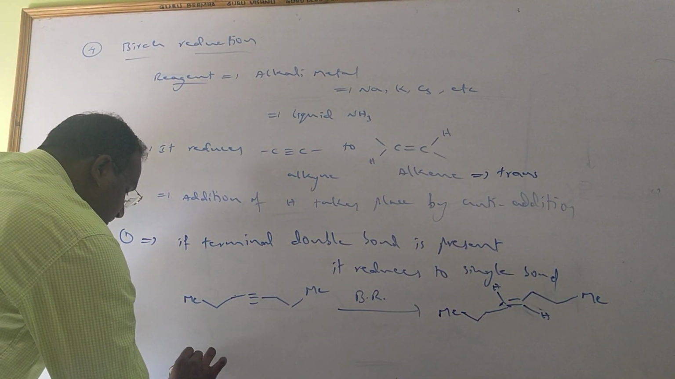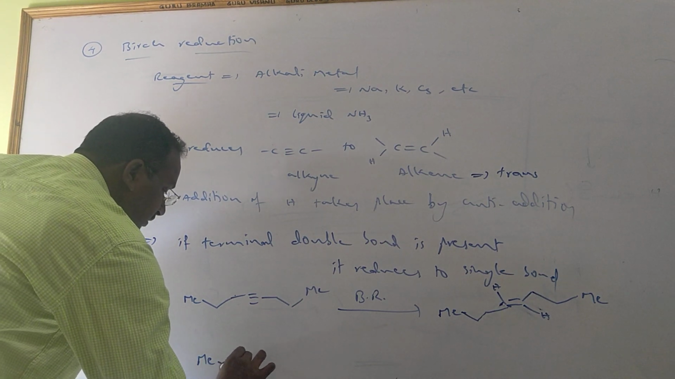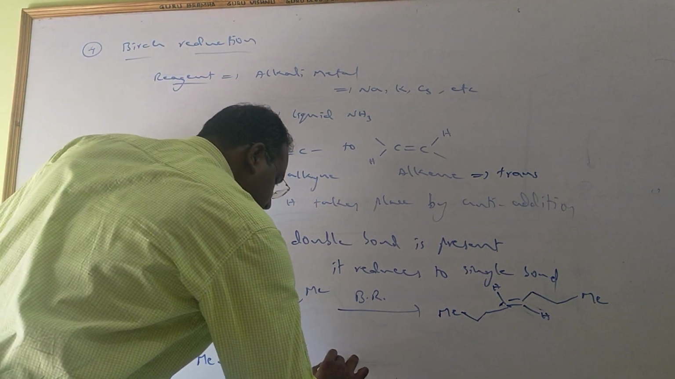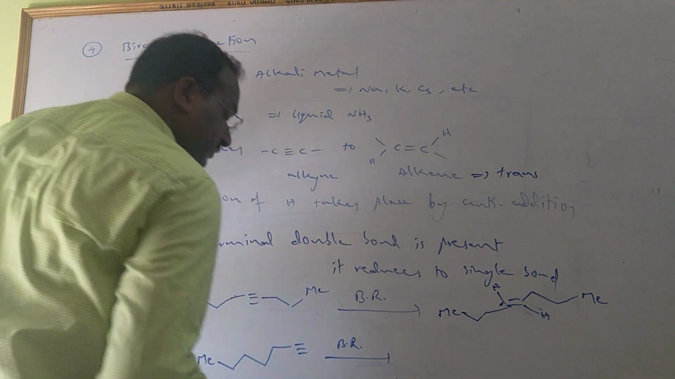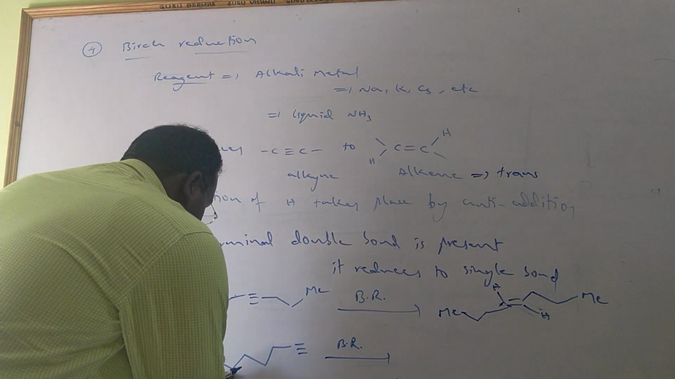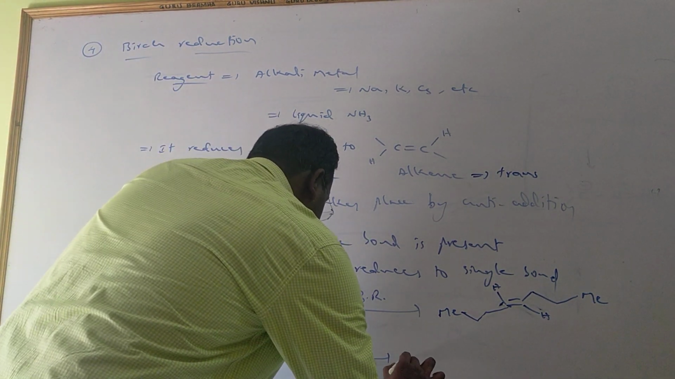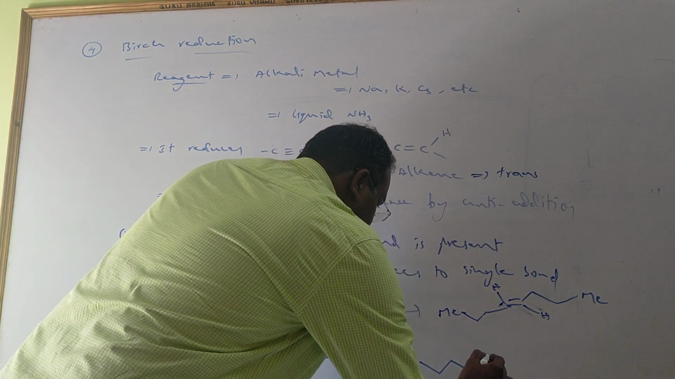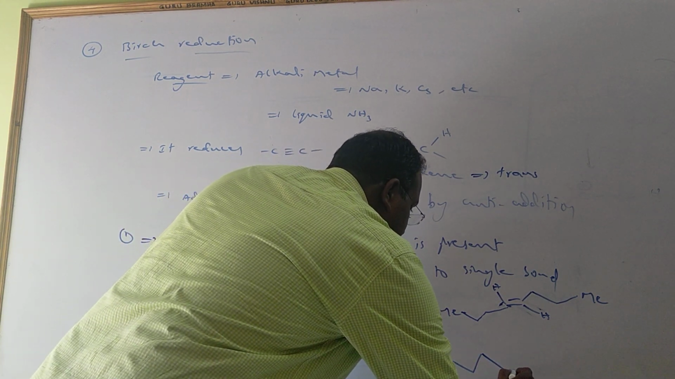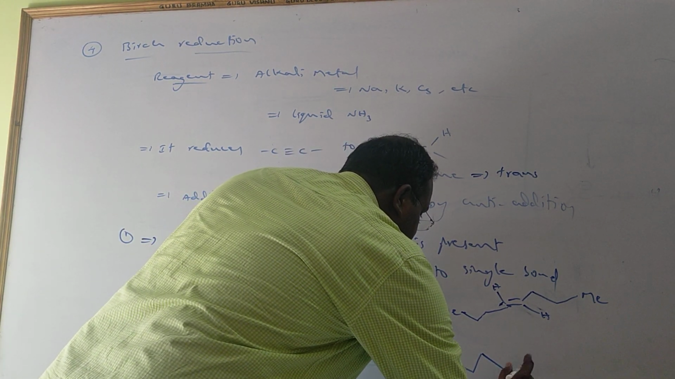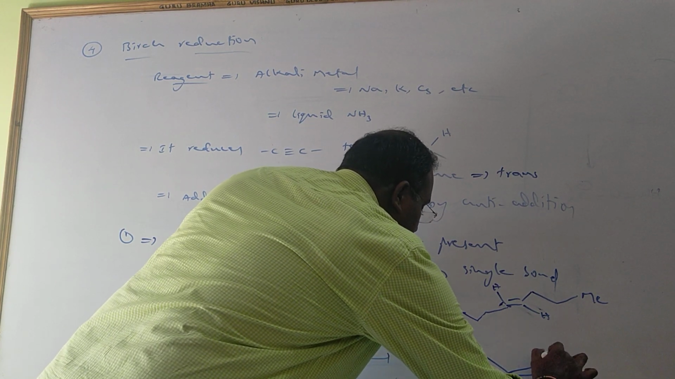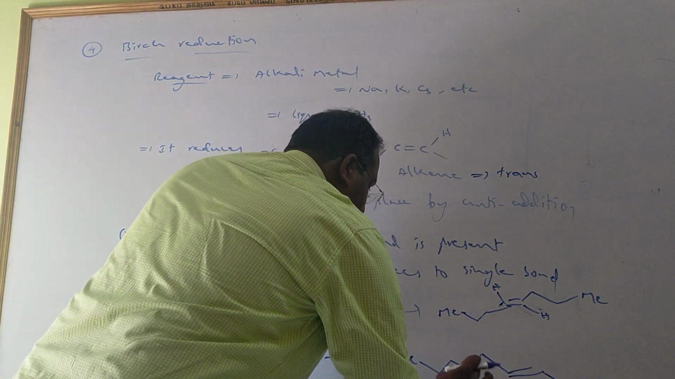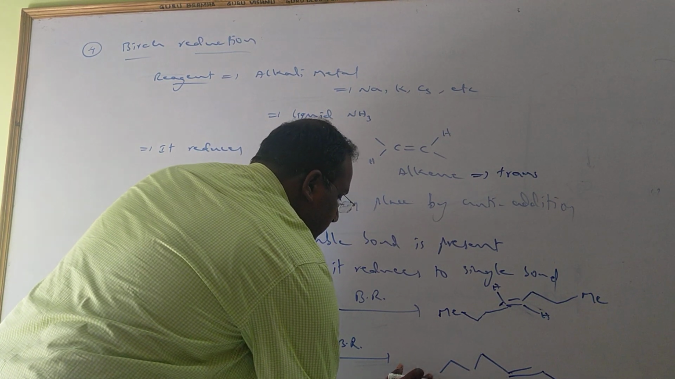Suppose we have the triple bond like this, Me, 1, 2, 3, 4. Suppose we have the triple bond like this, when treated with Birch reduction, 1, 2, 3, 4, 5, 6, 7. Methyl group, 1, 2, 3, 4, 5, 6, 7, and double bonds will be there, and 7 like this. 1, 2, 3, 4, 5, 6, 7. One carbon. Take that Me here.